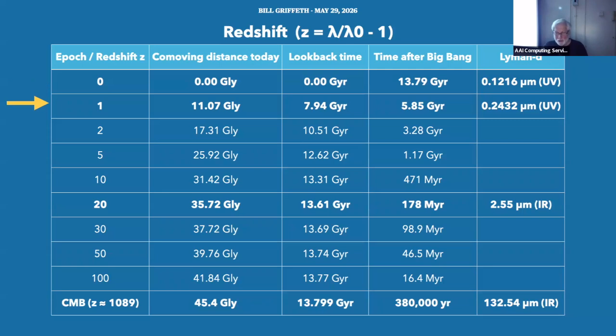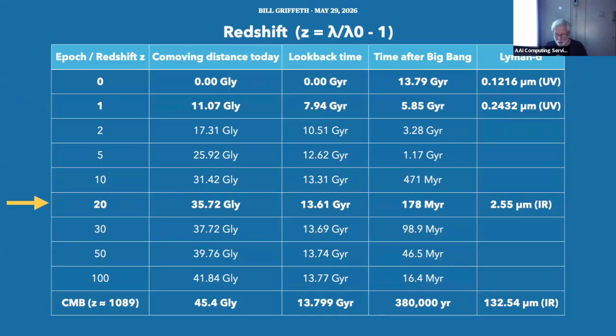But if you look at redshift 1, lambda over lambda naught is 2. 2 minus 1 is 1. So the wavelength of light emitted, say 7.94 billion years ago, is now double what it was when emitted. Any Lyman alpha that we receive today is still in the UV at 0.2432 microns. For some of the first stars at redshift 20, lambda over lambda naught is 21.